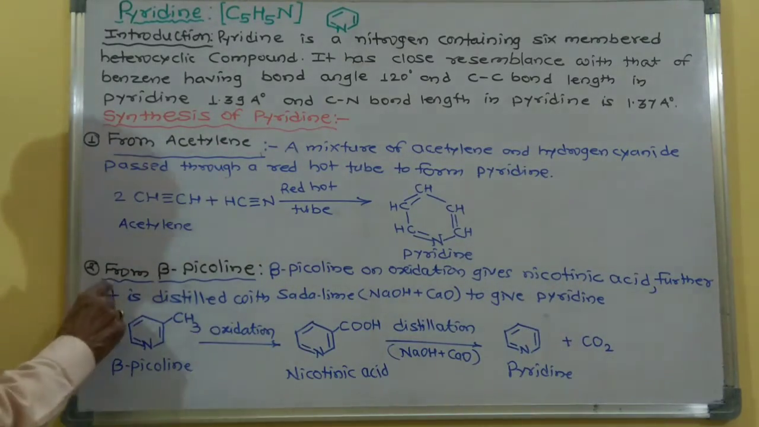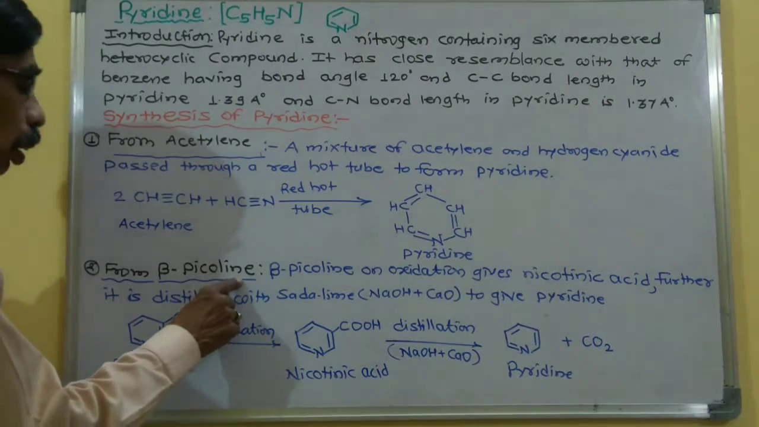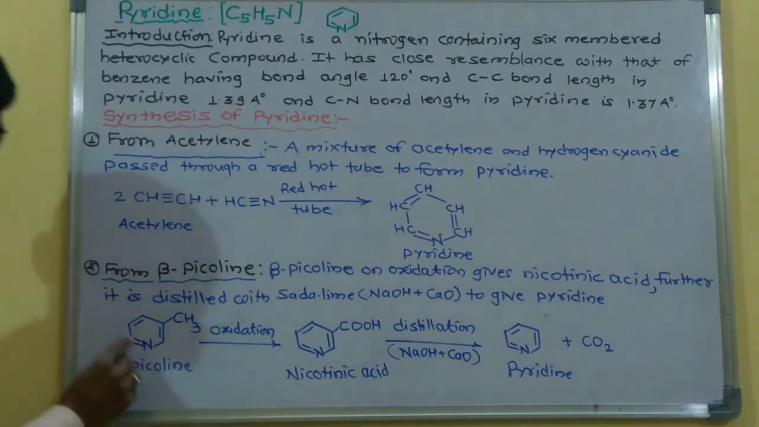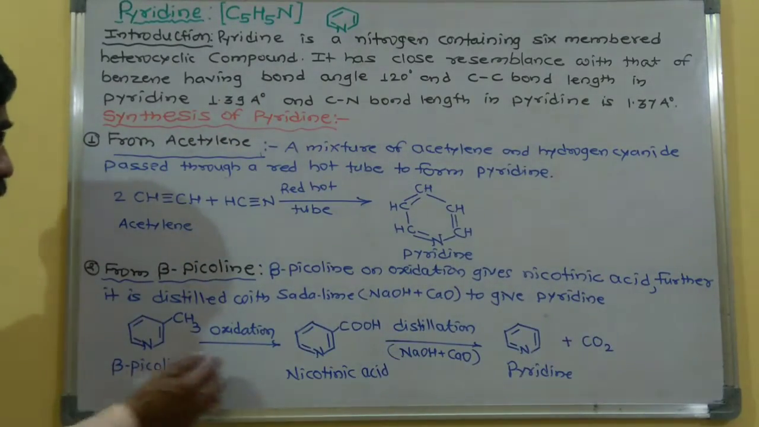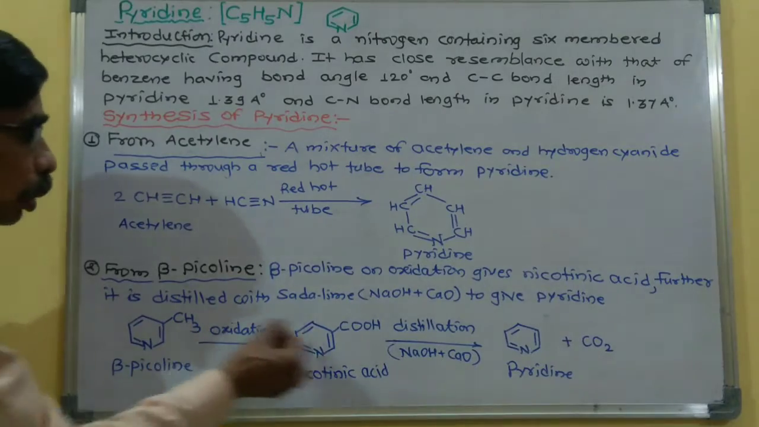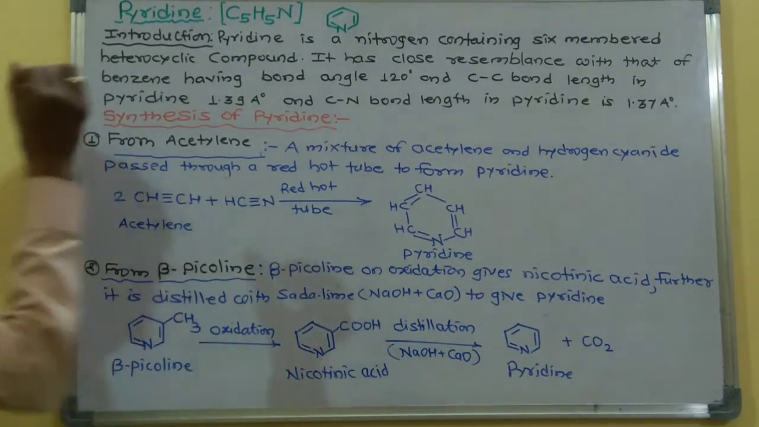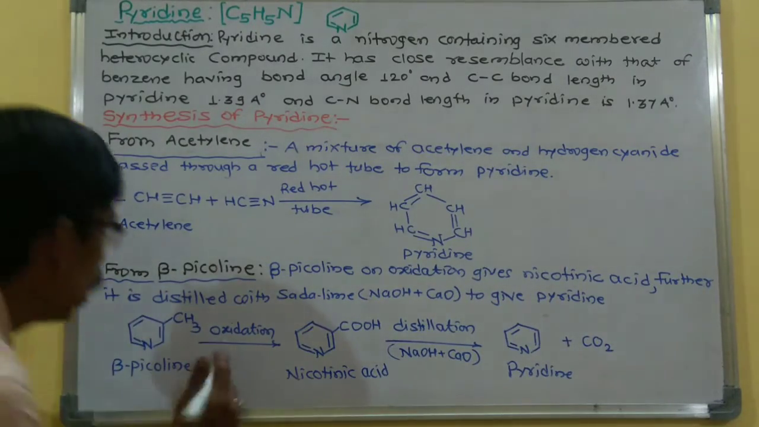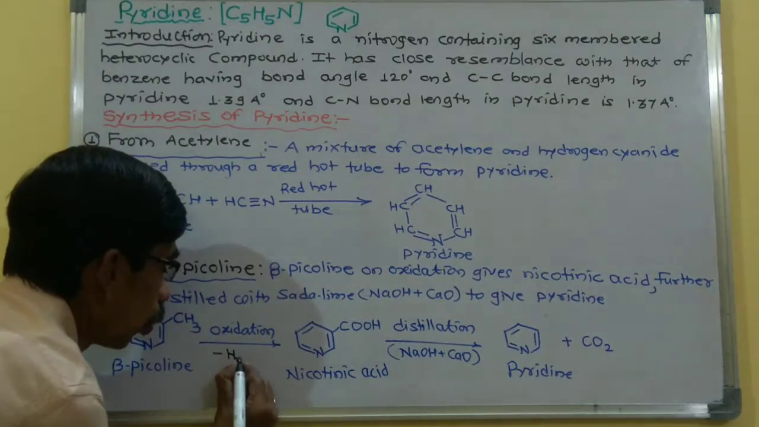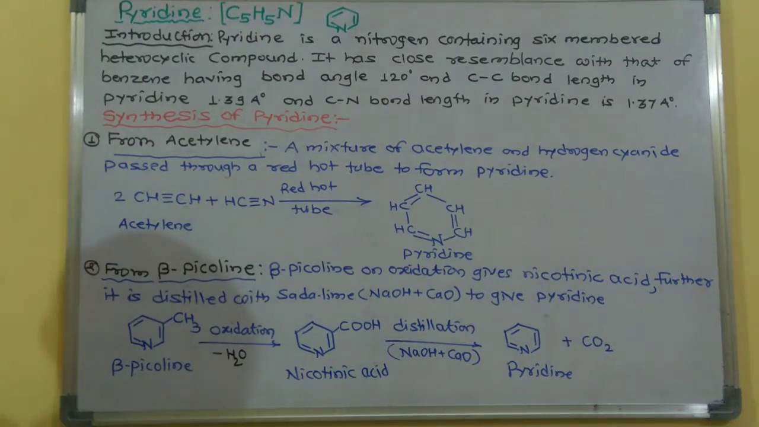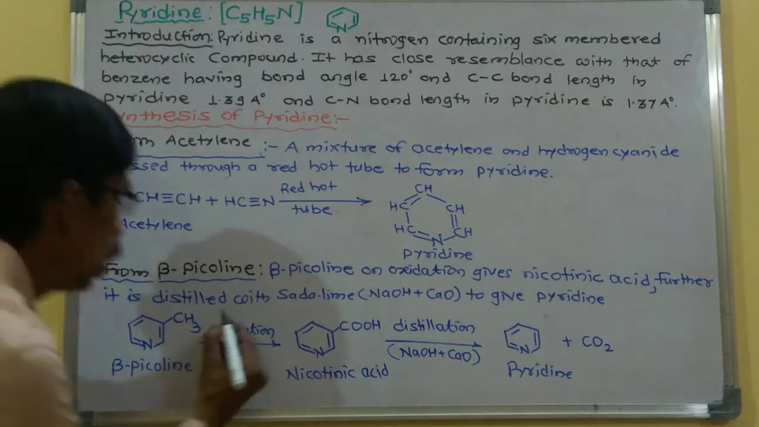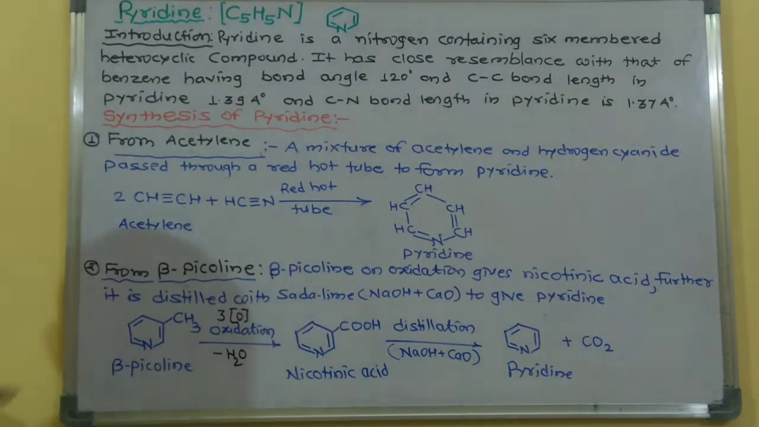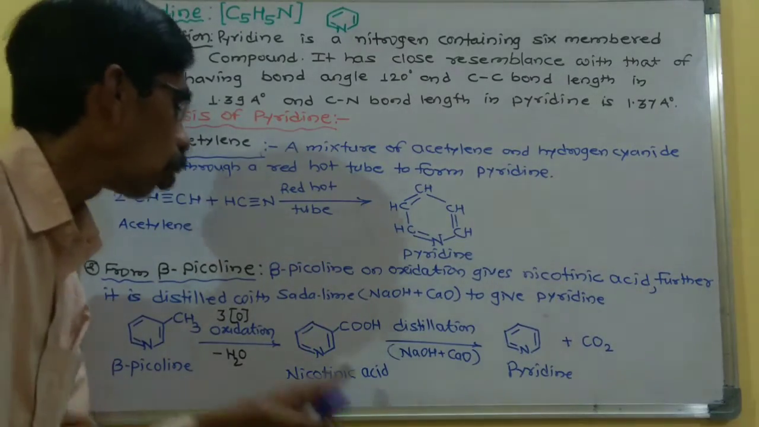Now the second synthesis is from beta-picoline. Beta-picoline on oxidation first gives nicotinic acid. This is beta-picoline. On oxidation, the CH3 group is converted into a COOH group, with minus H2. This oxidation requires 3 oxygen atoms for the conversion of beta-picoline to nicotinic acid.